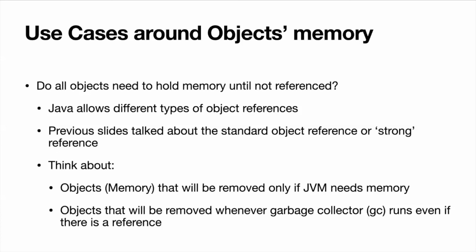As I said, the previous slides talked about the standard or strong object reference. In those cases, that object would stay in the heap as long as there is an object reference for it. But there are other types of object references, and we'll come to that soon, where we can allow those objects to be released from the program when there are urgent requests for memory, or whenever the garbage collector runs, even if there's a reference. So this is what we'll cover in the subsequent videos.